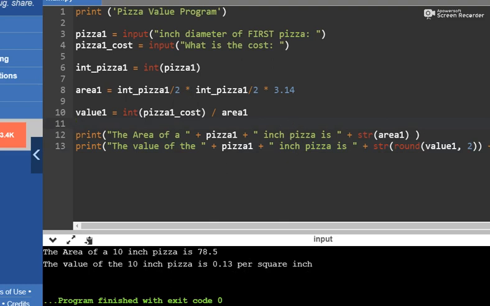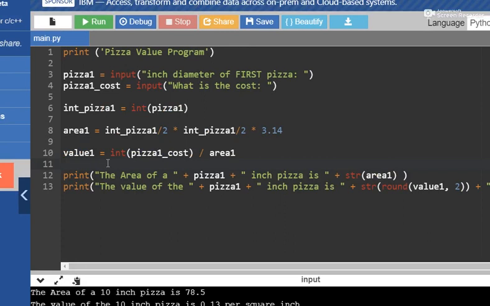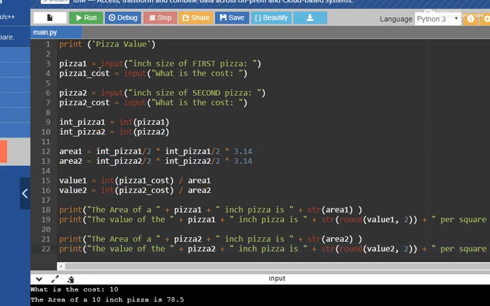So what I am going to do is simply duplicate each line in turn. Rough and ready approach, not very sophisticated, but we've got a working program for pizza 1, so we'll just duplicate that for pizza 2. And there we have it. So we have pizza 1 cost, pizza 2 cost, convert to the data type pizza 1, convert the data type pizza 2, calculate the area pizza 1, calculate the area pizza 2, calculate the value of pizza 1, calculate the value of pizza 2. Here we have the two outputs, the area of pizza 1, the value of pizza 1, the area of pizza 2, the value of pizza 2.